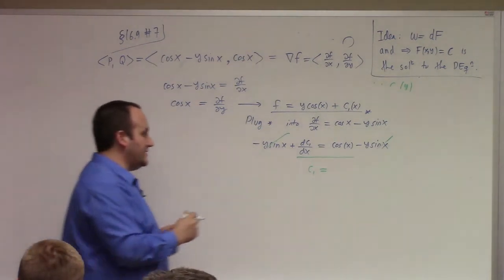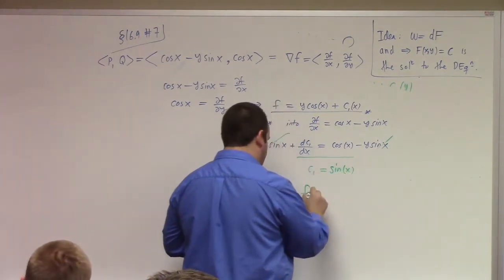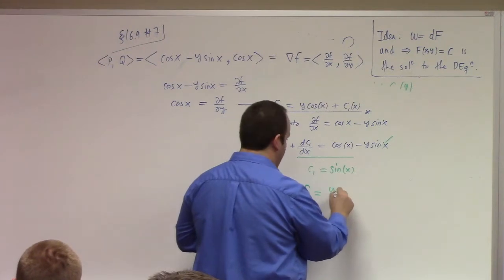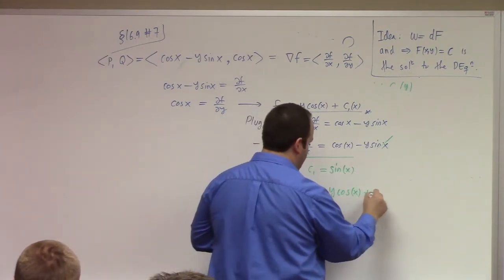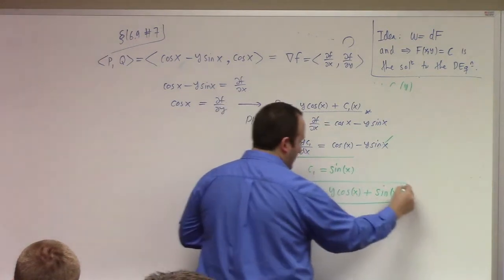Sine x, right? Integrate. C1 is sine x. And so there you have it. The potential for this vector field is in fact y cosine x plus sine x. The gradient of this function gives you back the vector field.